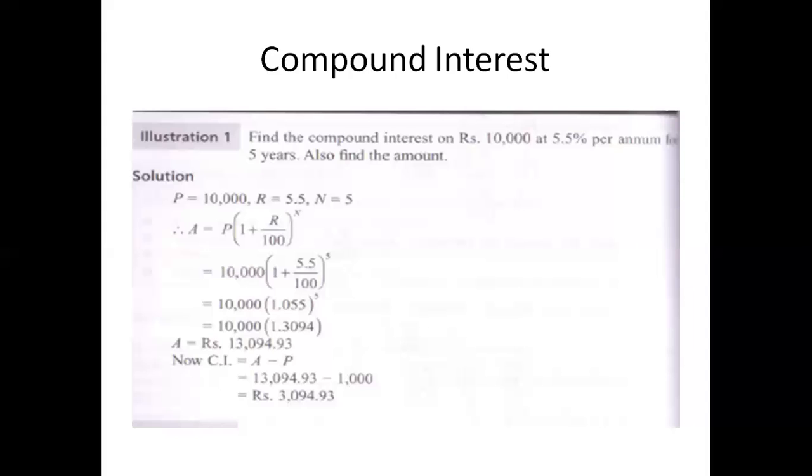The figure has been wrongly printed, and it will be 3,094.93. As I had previously said, that book has several printing mistakes, and this is actually one of them. The amount should have been 10,000, and it is given as 1,000.